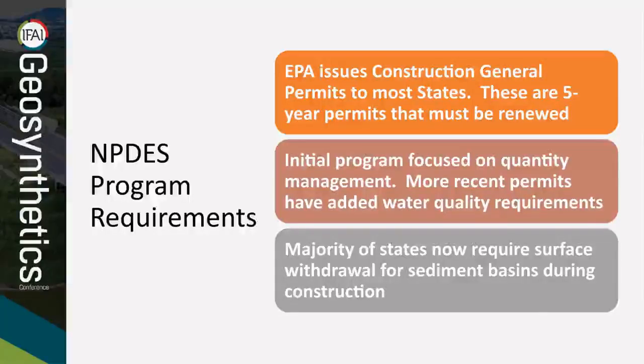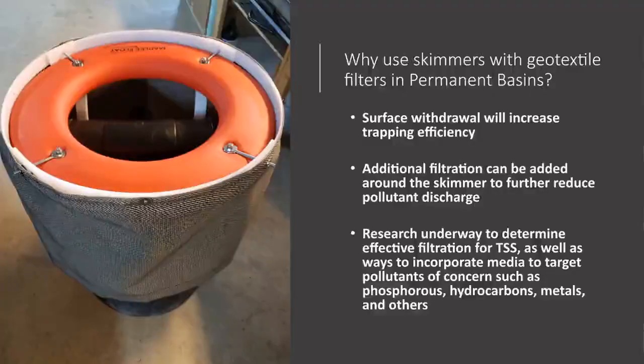When the program began, it focused primarily on quantity management for the 2-year, 10-year, 25 or 100-year storms. More recent permits have added water quality requirements. And the majority of states now require surface withdrawal for sediment basins during construction, which is primarily accomplished through the use of skimmers. So why use skimmers with geotextile filters in permanent basins?